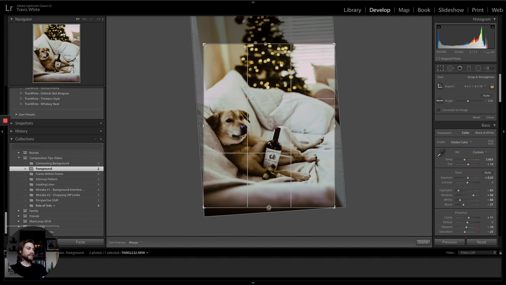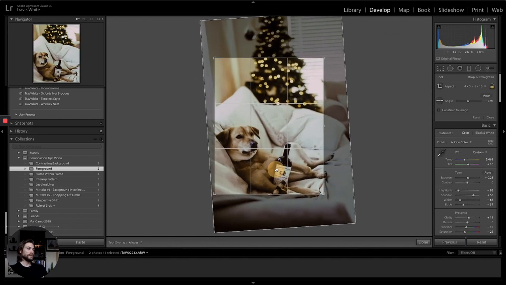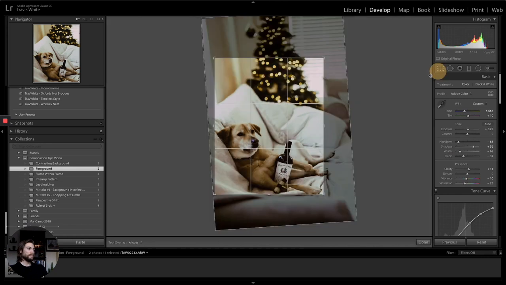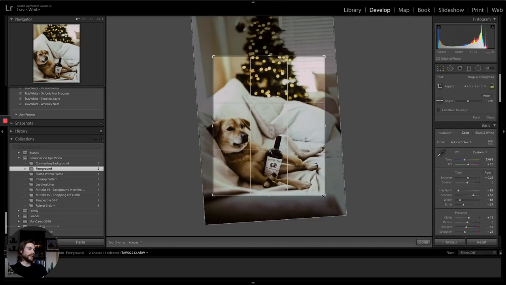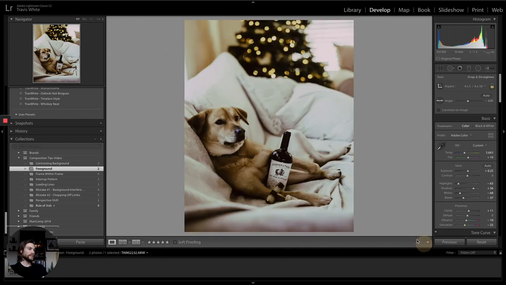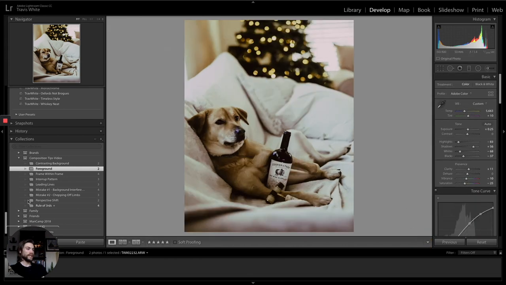If you see, let's take out the foreground, right? Let's just have the background, and you can see it's still a cool picture, but when you add that element to it, it's really cool, and it makes the picture look nice. So that's another way to level up your photos.